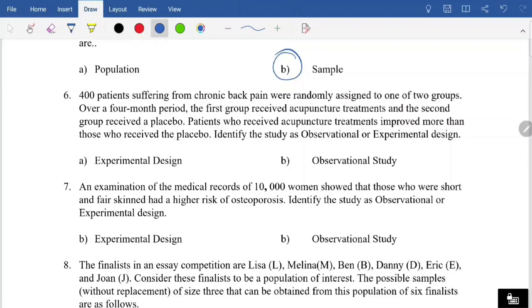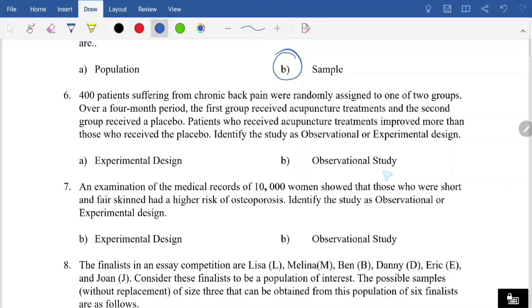Now question number 6 checks whether we understand the difference between experimental design and observational study. There are two ways in which we can collect data. One is called the experimental design, where we obtain our data by creating an experimental setup and then performing an experiment. The other one is sending out surveys, questionnaires, or just mere observation.